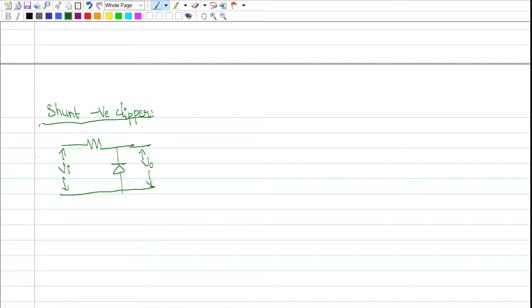Here we apply the positive sinusoidal signal as the input waveform. When I am applying the positive half cycle to the diode, the first condition is that the positive half cycle is applied to the diode. The positive is connected to the cathode terminal, so it is reverse biased. It does not conduct here, so the diode is off. The diode is off, so it is an open circuit.